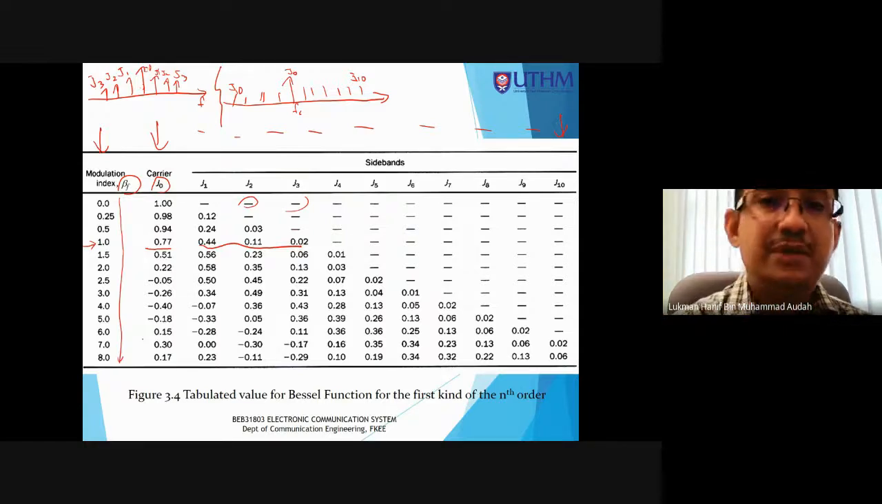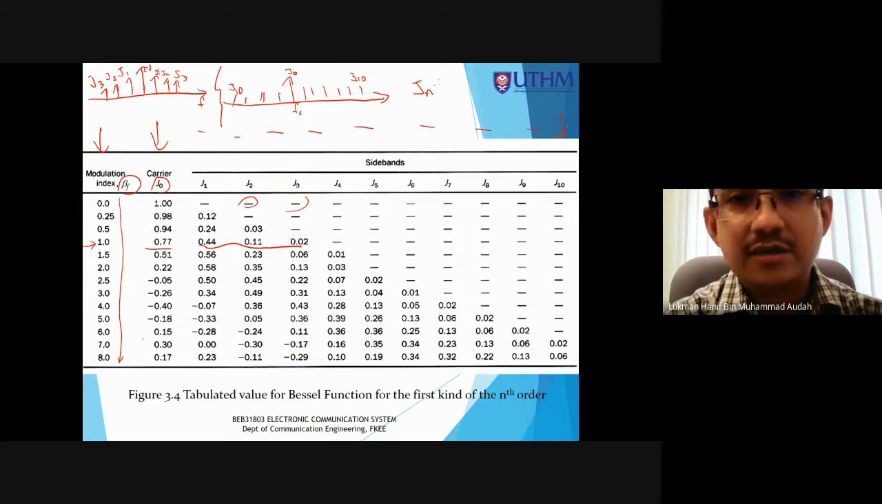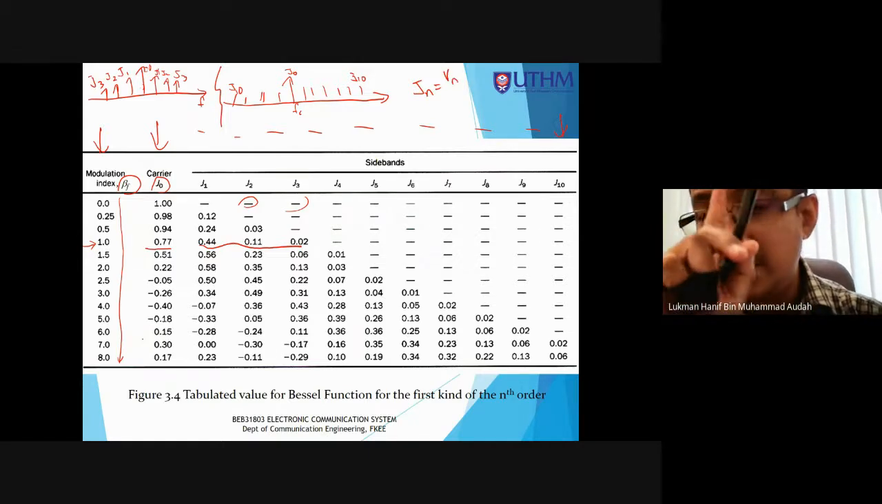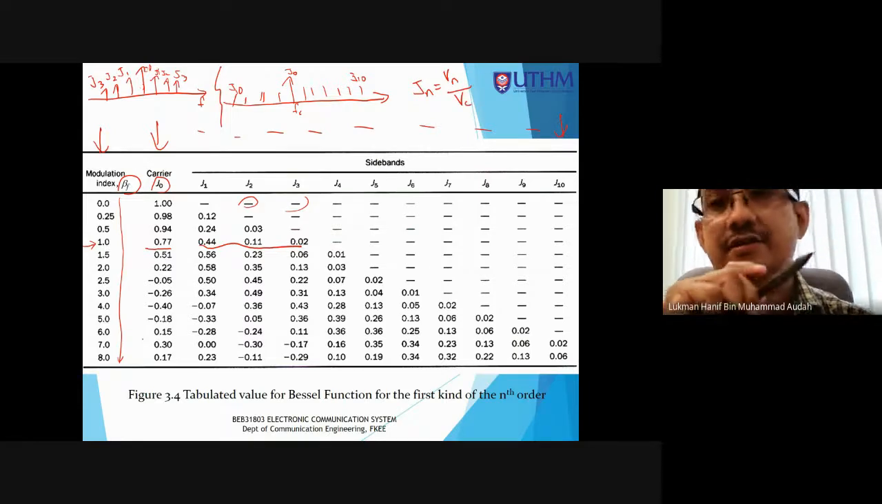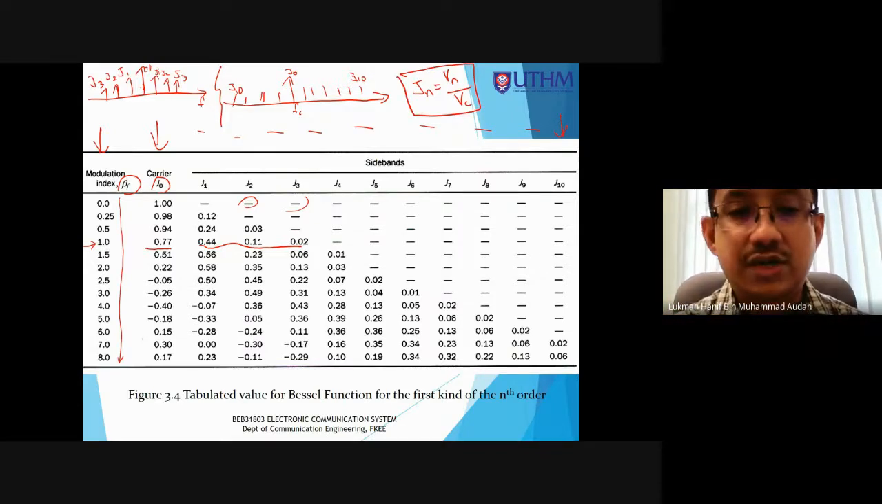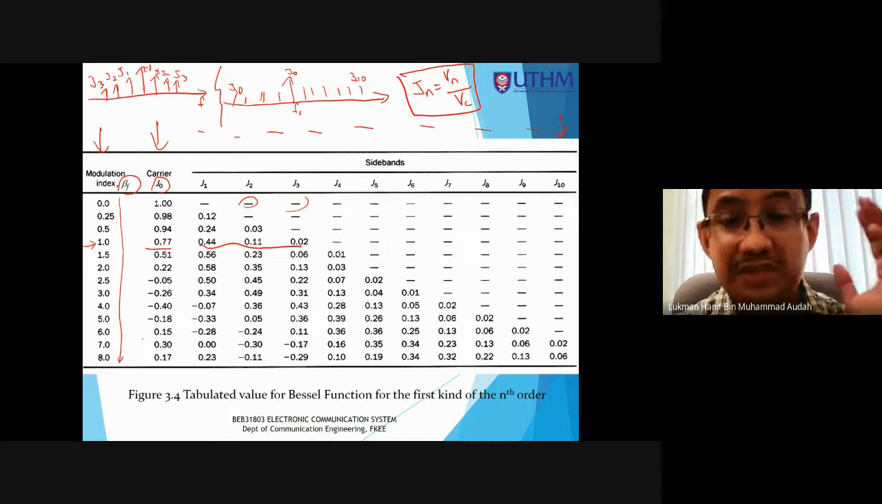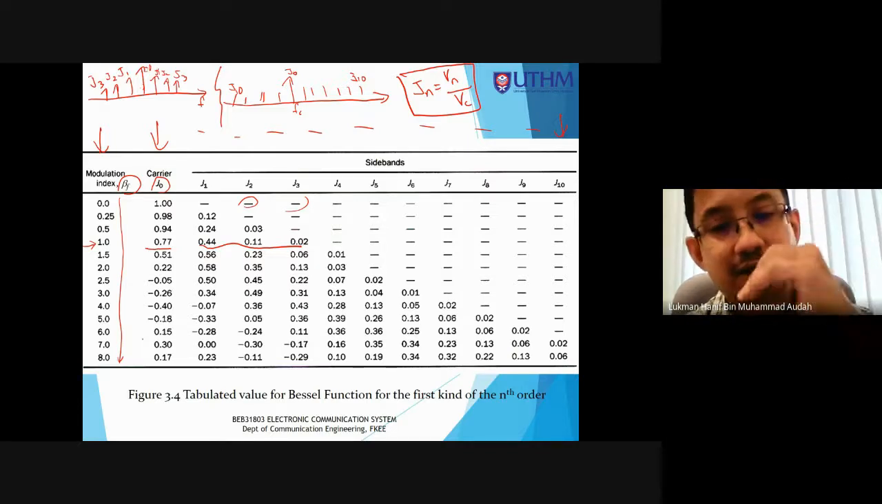What is the relative amplitude? Relative amplitude Jn, whatever n is, is equal to Vn, the real amplitude, divided by Vc. Ini maksud dia. So actually Jn does not have any unit. It's a unitless parameter. Dia adalah nisbah antara voltage sebenar dibahagikan dengan carrier voltage.